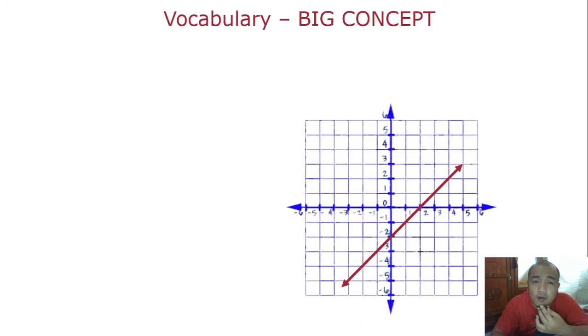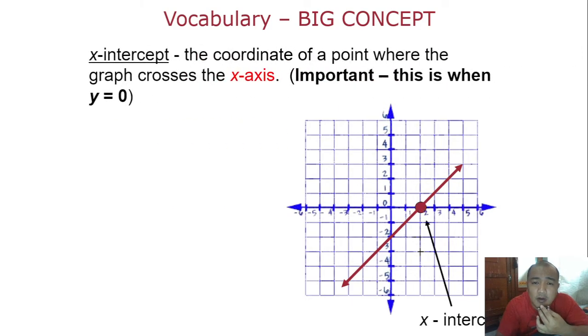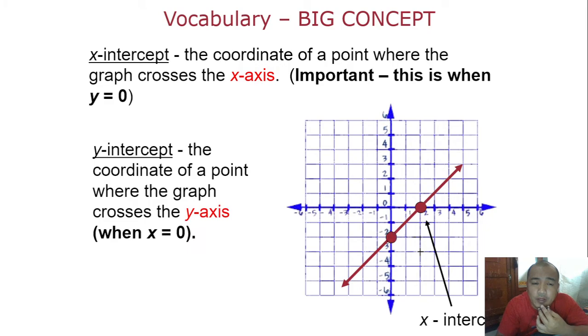So for our vocabulary or big concept, x-intercept is the coordinate of a point where the graph crosses the x-axis. This is when y equals 0. Y-intercept is the coordinate of a point where the graph crosses the y-axis. That is when x equals 0. So for x-intercept, we have (2, 0), y-intercept (0, -2).